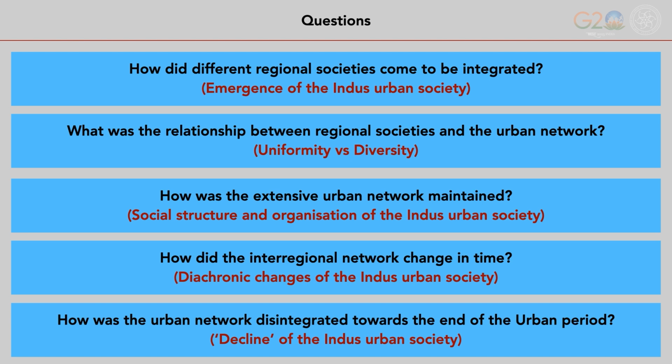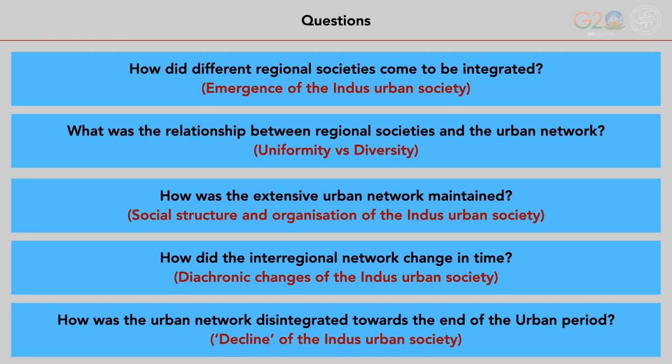Based on the overview I made above, some essential questions can be raised. The first one is, how did different regional societies come to be integrated? That means emergence of the Indus urban society. And the second one is what was the relationship between regional societies and the urban network? That indicates the uniformity versus diversity. I mean, both are very essential factors of the Indus urban society that should be considered in future research.